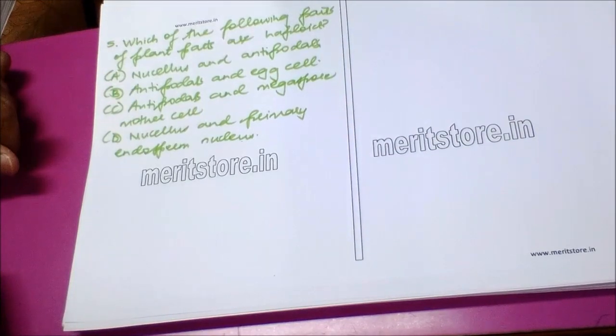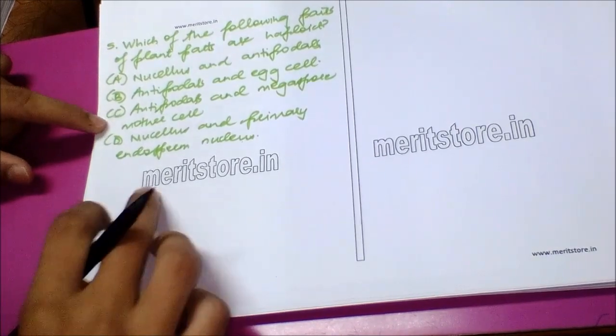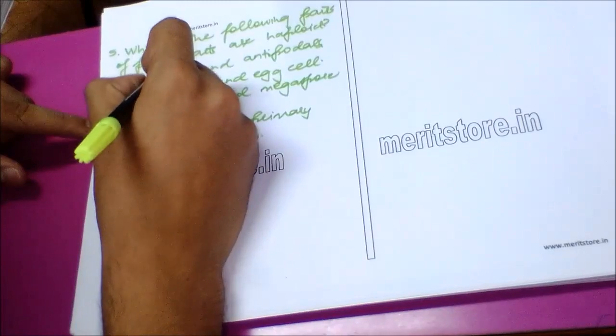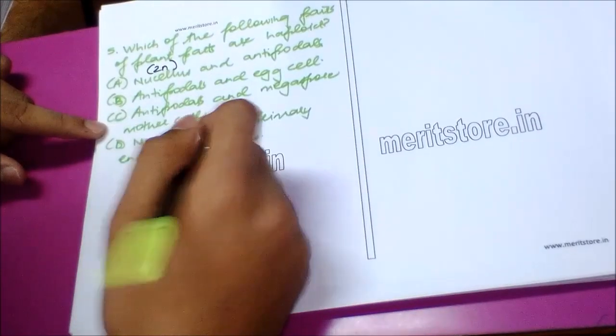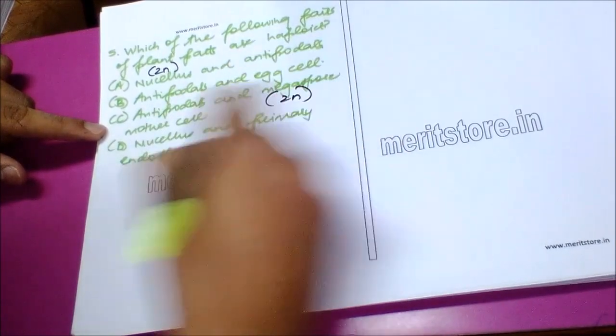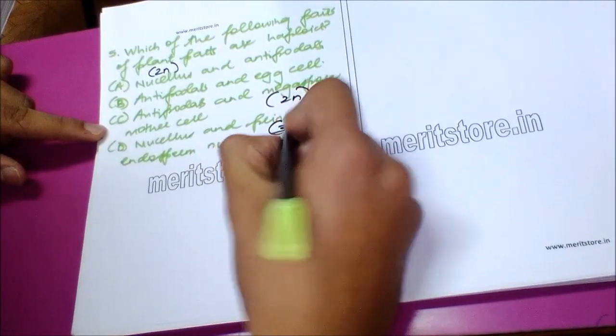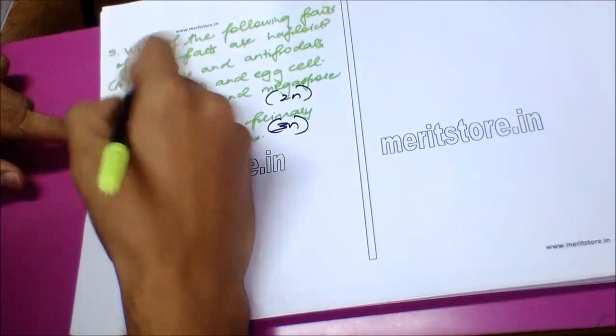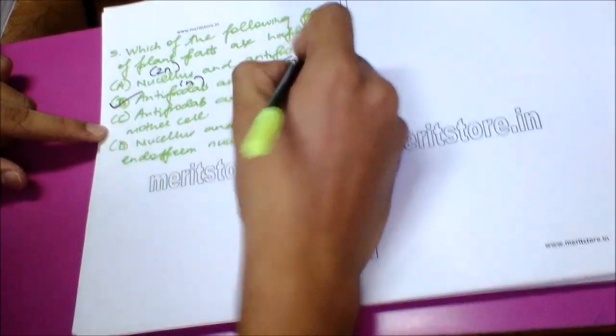Which of the following pairs of plant parts are haploid? Option A, nucellus and antipodals, option B, antipodals and egg cell, option C, antipodals and megaspore mother cell, option D, nucellus and primary endosperm nucleus. So here the nucellus is a diploid part, the megaspore mother cell is also diploid, while the PEN is triploid. So the answer to this question is option B, the antipodals and egg cell both are haploid.